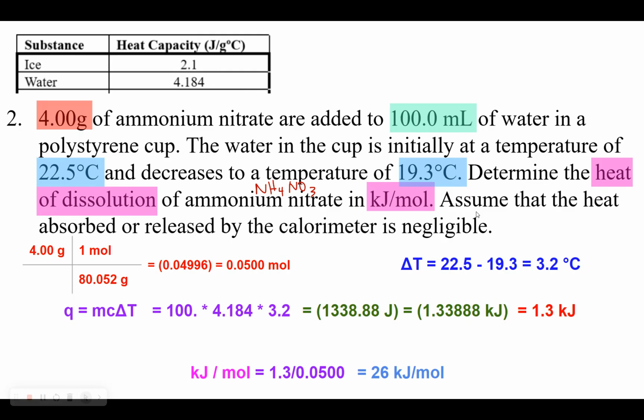Once again, just kind of a fancy Q equals MC delta T with an extra couple of steps that we use here, and with the understanding that we're using information about water to find information about another system, this time an actual enthalpy value for this reaction.